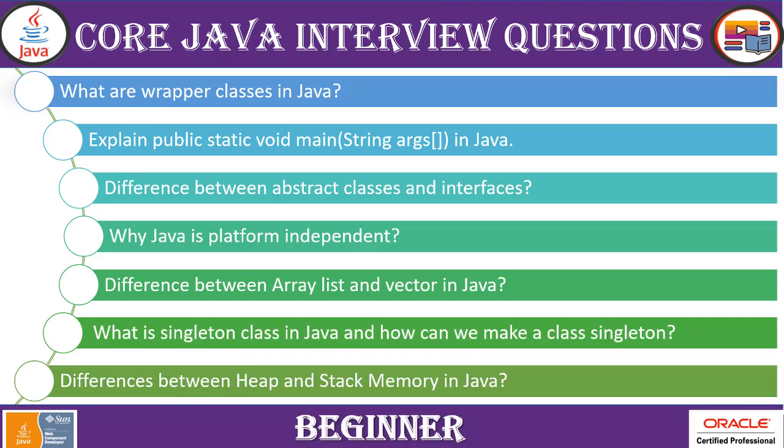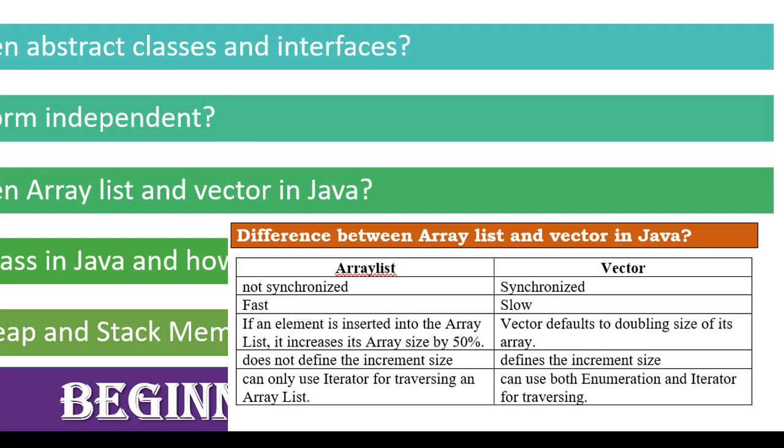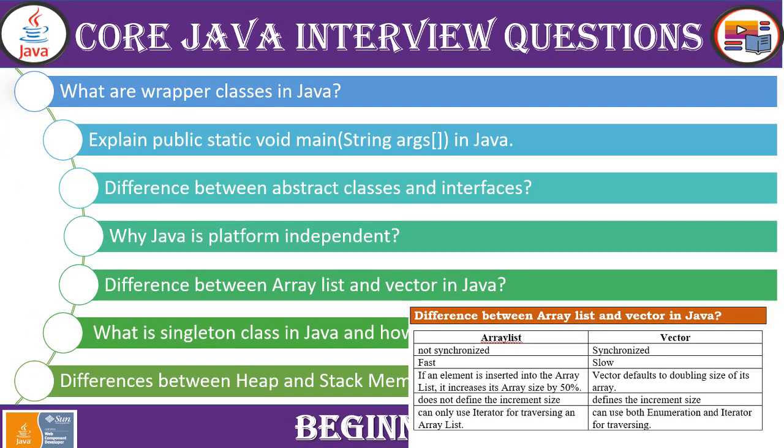Next, what is the difference between ArrayList and Vector in Java? ArrayList is not synchronized, whereas Vector is synchronized. Because it is not synchronized, ArrayList is fast and Vector is slow in processing. If an element is inserted into an ArrayList, it increases its size by 50%, whereas Vector defaults to doubling the size of its array.